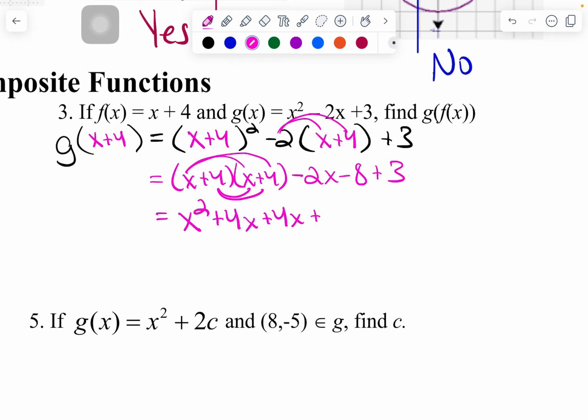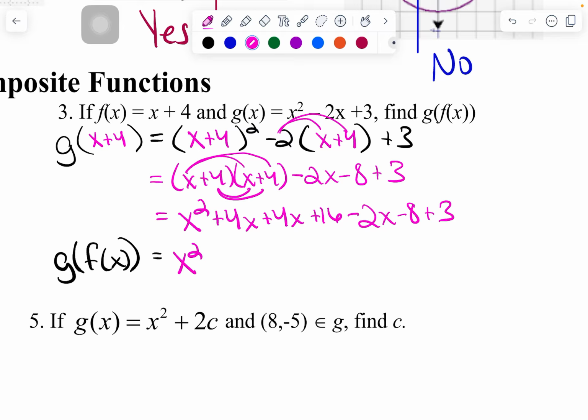4 times 4 is a positive 16. These other terms, I'm just going to go ahead and move them on down. So minus 2x minus 8 plus 3. Okay, so this should be my last step here, which means this is going to equal g of f of x equals. And let's pull all the like terms we've got here.